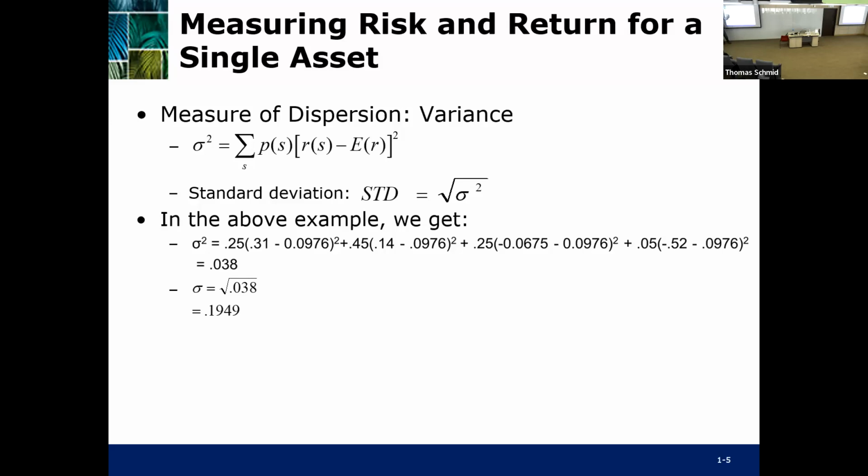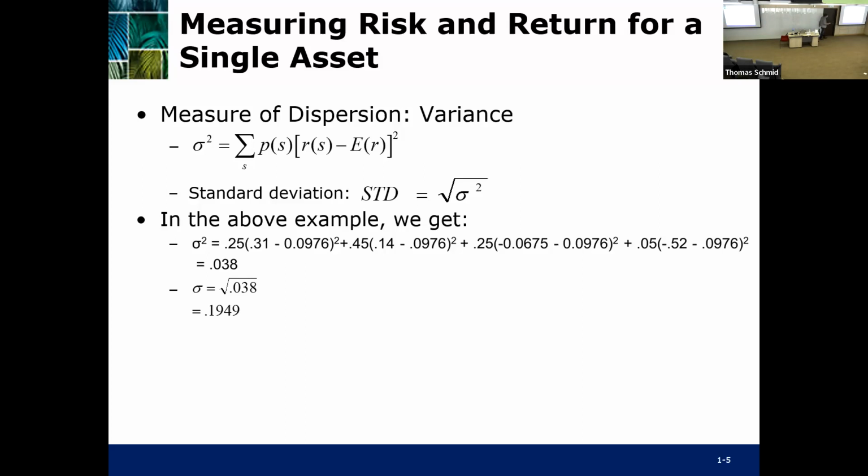It doesn't matter if something is below the expected value or above. It will be large, and the variance will be large. Right? So that's the idea behind the variance. It measures the fluctuation, the dispersion.